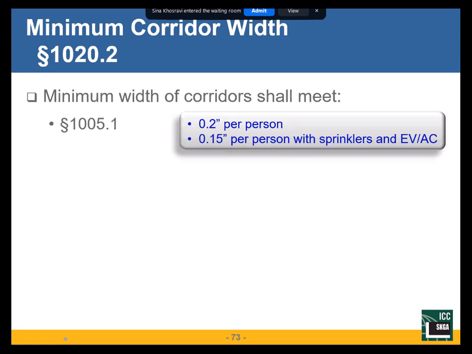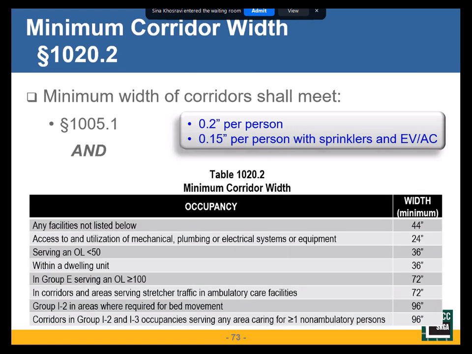My corridors. I have my corridor width. We looked at our inches and exit width. We have the requirement based on the exit width, based on how many people, is the building sprinkled? Does it have emergency voice alarm communication system? What's my width? And I have to meet this table.